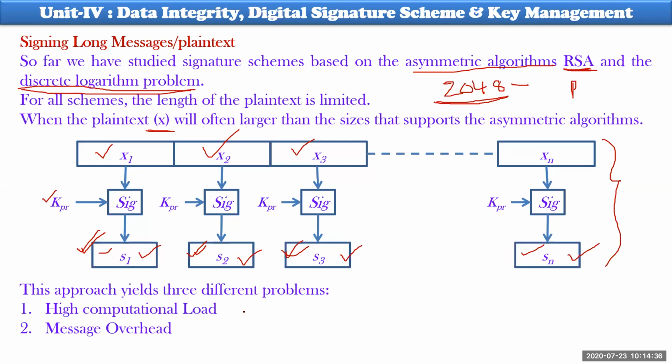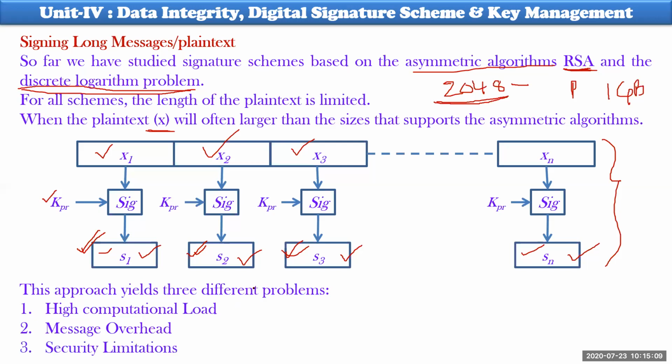Secondly, message overhead. Message overhead in the sense that if you have a huge message, for example one gigabyte, you have to perform the same kind of operation several times, since the block size of RSA, Diffie-Hellman, and Rabin is very small. So the message overhead will continuously occur.